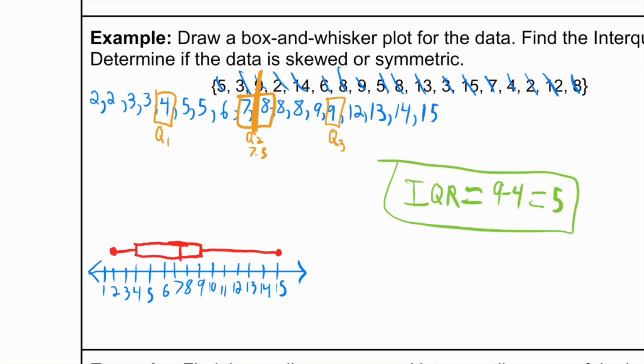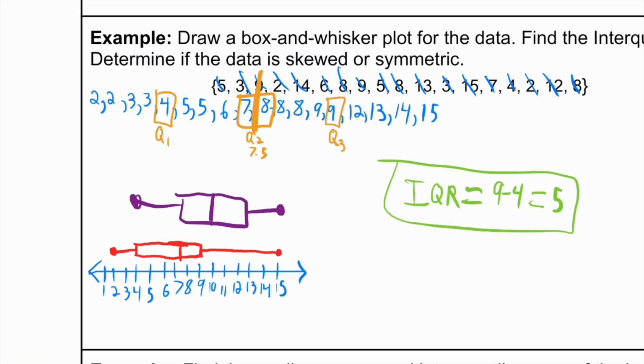And then the other thing it wants us to do is determine if the data is skewed or symmetrical. What does that even mean? Well, symmetrical means that it's even on both sides, or it mirrors itself. A box and whisker plot would mirror itself if it looked something like this.